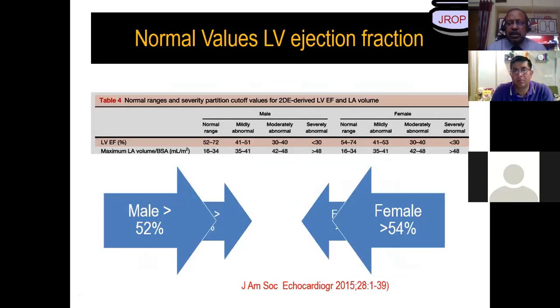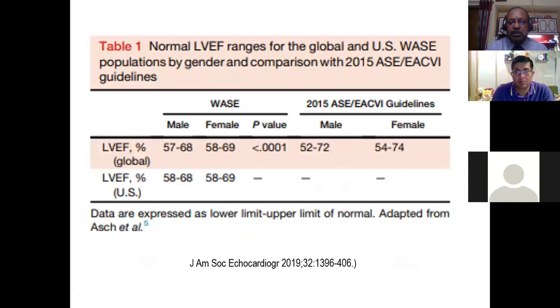Next comes ejection fraction. As per the 2015 guidelines, anything more than 52 is considered normal in males and more than 54 in females. But the World Alliance of Societies of Echocardiography has recently recommended, about 2 years down the line, that ejection fraction in males should be 57 or more and in females 58 or more. But until this gets into the guidelines, obviously we have to follow the guidelines of the American Society of Echocardiography, of 52 and 54, as the baselines of echocardiography.